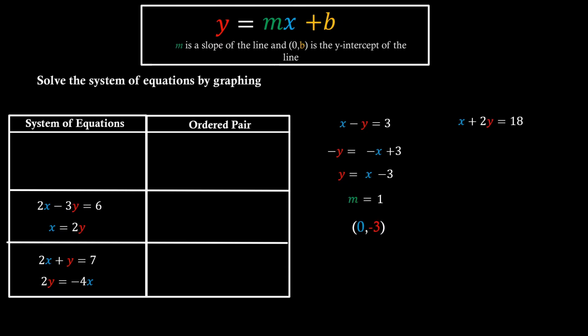For the second equation, if we subtract x from both sides, we get 2y is equal to negative x plus 18. Dividing both sides by 2, we get y is equal to negative 1/2 x plus 9. So we can see that the slope of this line is negative 1/2, and the y-intercept is (0, 9). Now with these values, we can graph the equations.